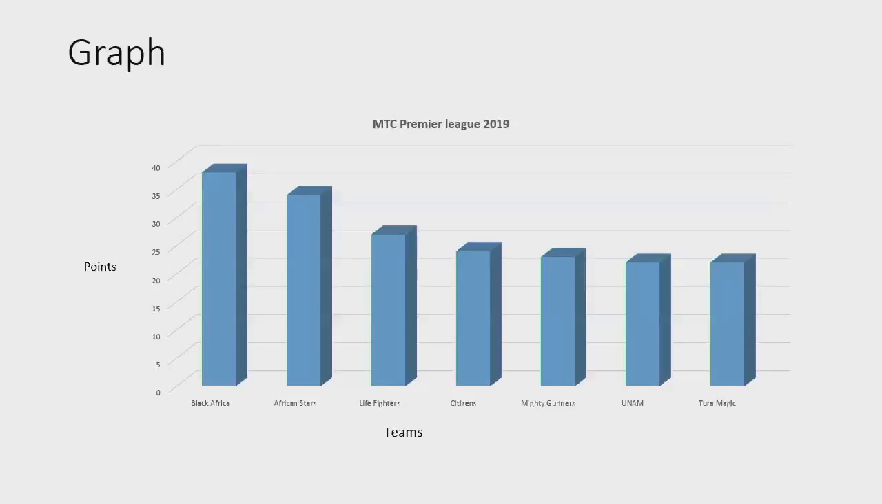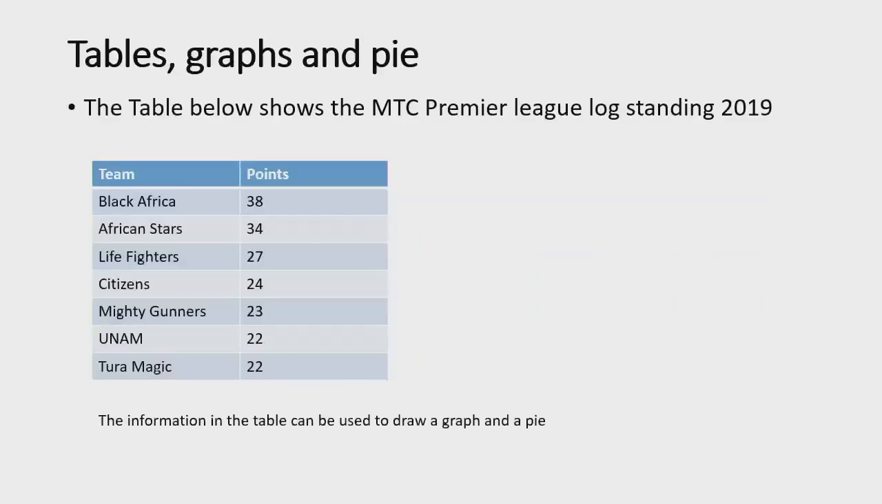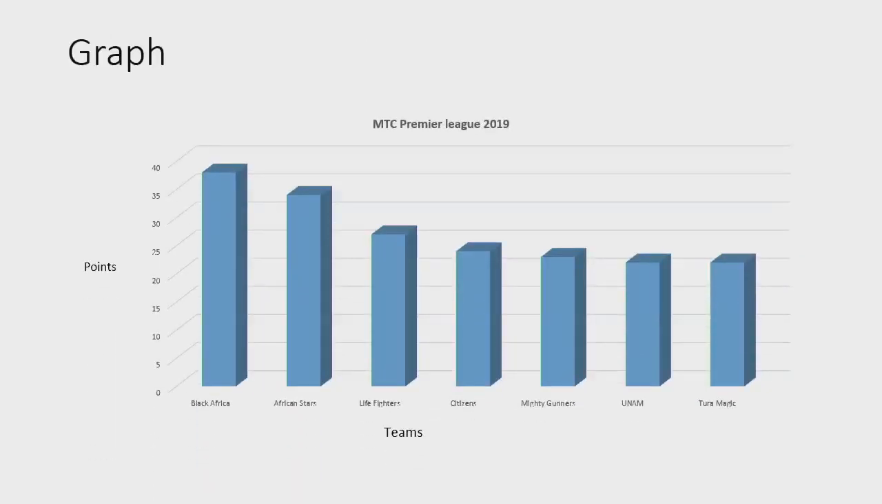But when you look at this table here, you will notice that the numbers are actually in an increasing order because this is a log table. A log table means the order runs from the team that has the highest points to the team that is at the bottom of the table. And that's why your graph will look like that.